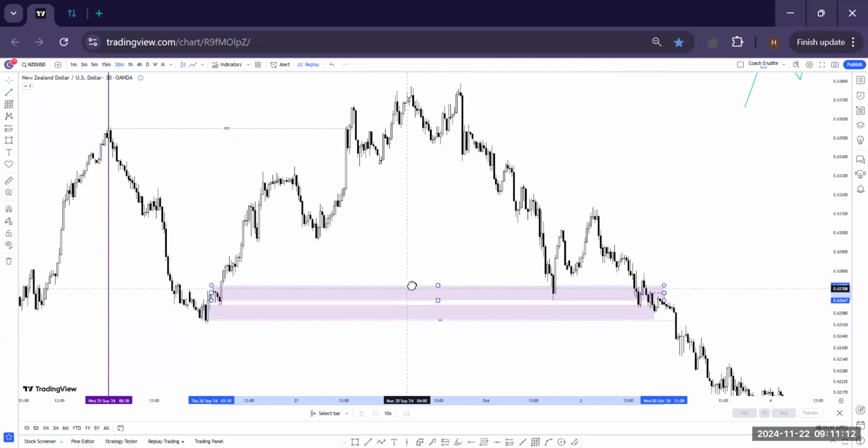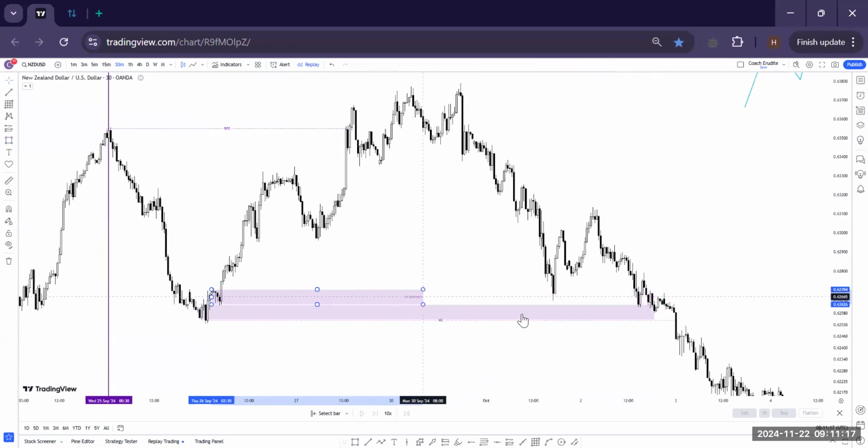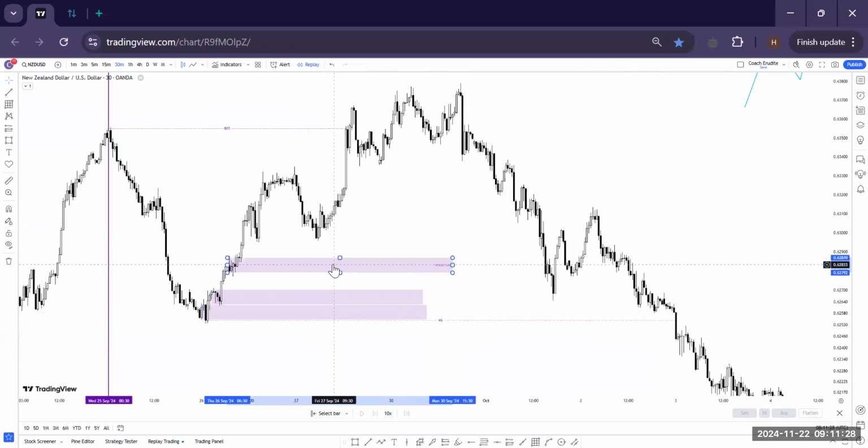Where is my order block again? I have another order block here. There are a lot of order blocks in the market, right? So let's identify all the order blocks first. Then we'll now come to identify the imbalance. We have an order block here. We have another block here which was mitigated.